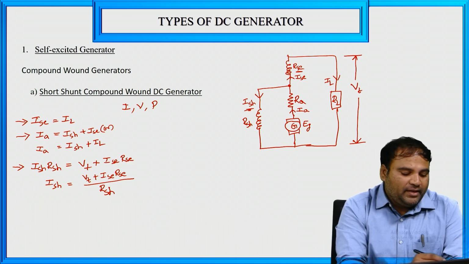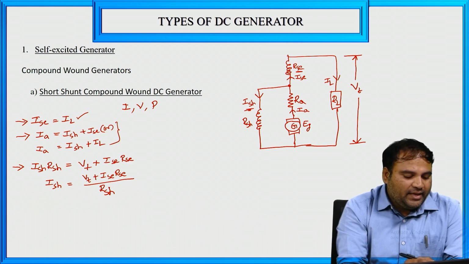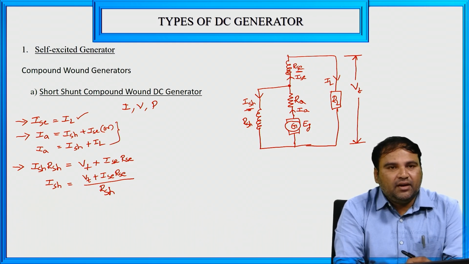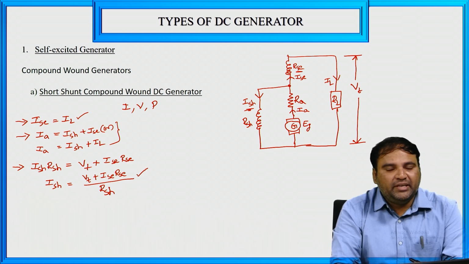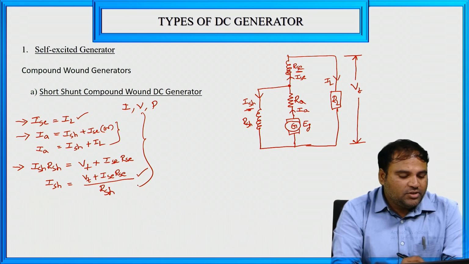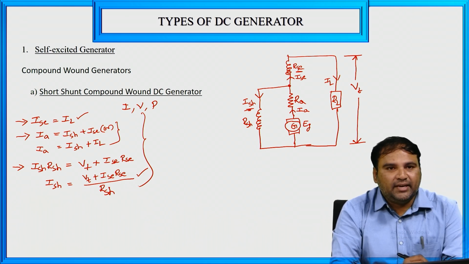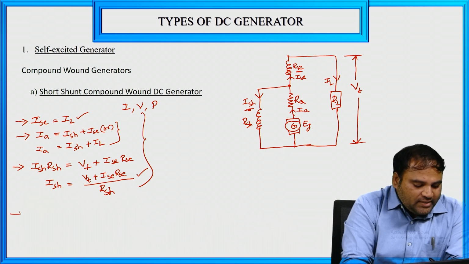Okay, here are the current relations: ISC equal to IL, and the next current relation is IA equal to ISH plus ISC, or IA equal to ISH plus IL, and another current relation is ISH equal to VT plus ISC RSC divided by RSH, right? So these are the total current relations of the short shunt compound DC generator, right? Now we have to write the voltage relations.